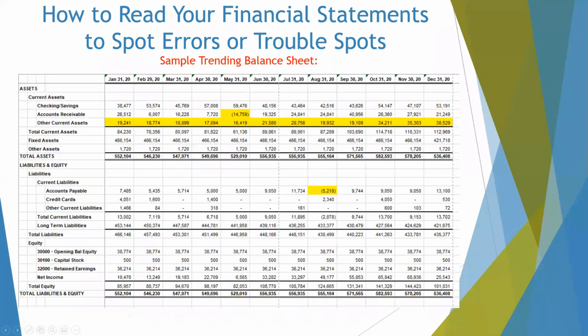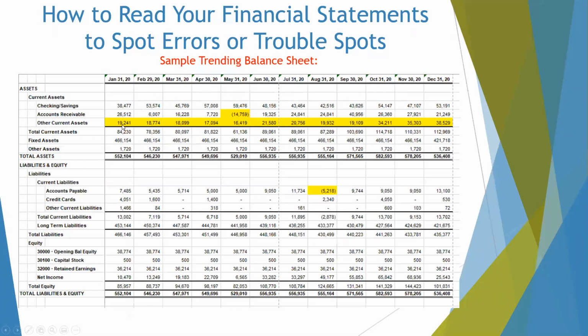All right, so let's take a look at a trending balance sheet. Same thing. We're looking at this at every single month. And I'm going to look at this and say, okay, accounts receivable is negative in May. Well, accounts receivable is what your customers owe you. So logically, it shouldn't be negative. So we want to take a look at that and see what's going on there.